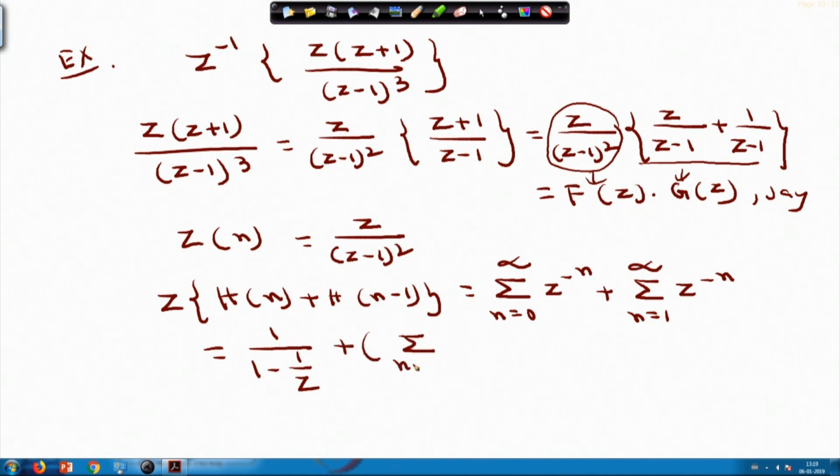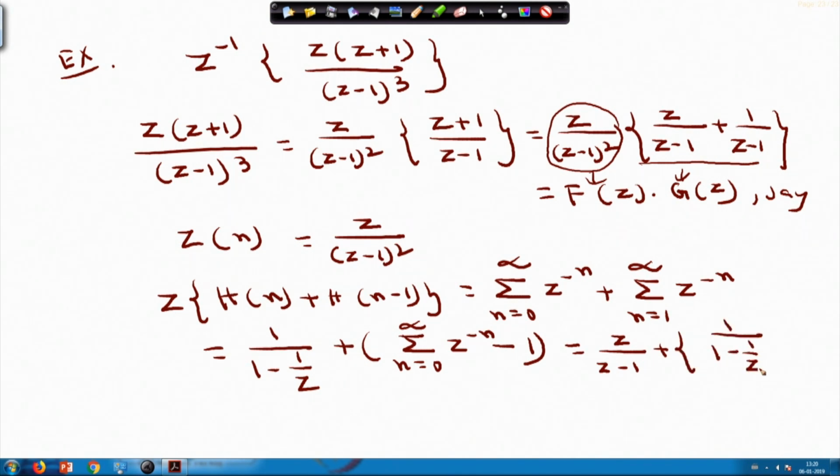I can write down this thing as summation n equals 0 to infinity z to the power minus n. So, 1 I have added here, so I have to subtract 1 here. So, this equals z by z minus 1 plus this part again I can write down 1 by 1 minus 1 by z, minus 1, and this if I simplify, this will be equal to z by z minus 1 plus 1 by z minus 1. So, this term is nothing but this one. So, therefore, I obtained the function whose z transform is this.